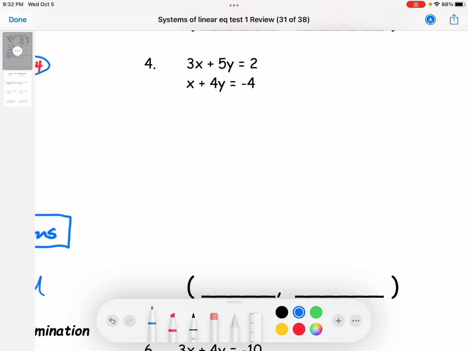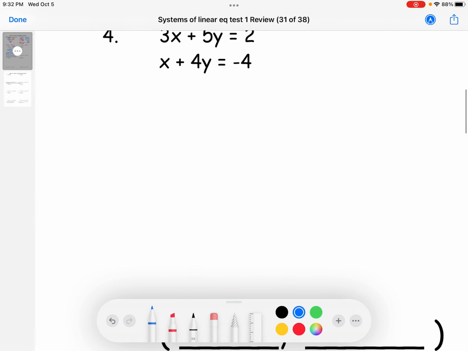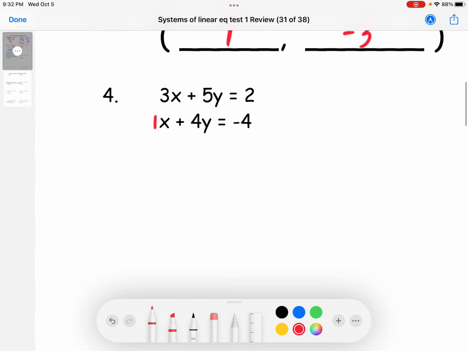Roll on over now to number 4. On number 4, if we're still doing substitution, I see a coefficient of 1 on the x in our bottom equation. So I'll subtract 4y on both sides here. That's going to turn this equation into x equals negative 4y minus 4. Remember, the thing that we just subtracted has y, and the number negative 4 does not. Those are two separate terms.